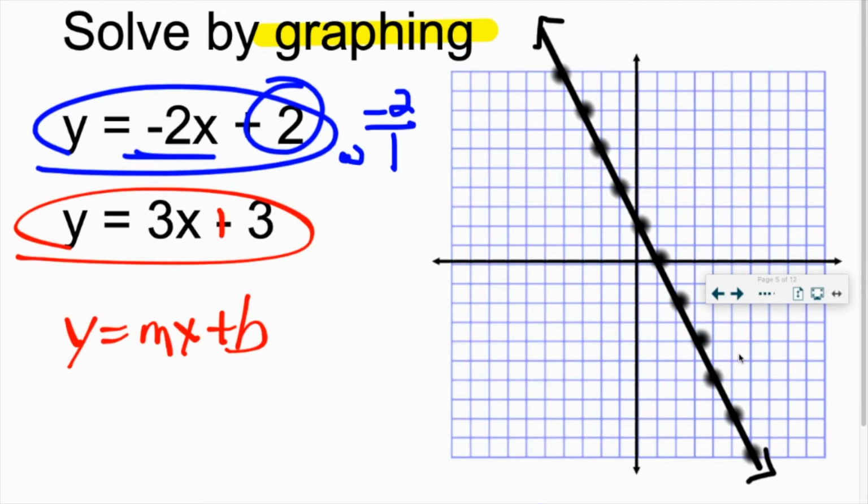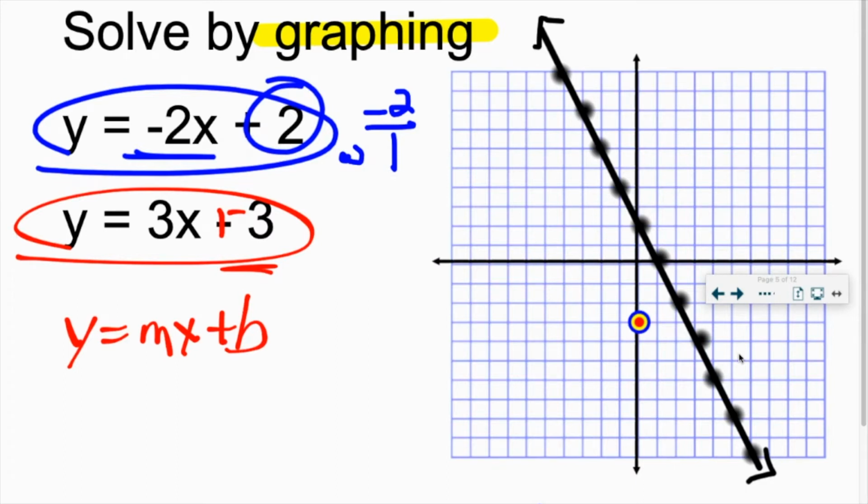Please make sure it's in y equals mx plus b, slope-intercept form. From there, you're going to start here with your y-intercept. Going to go to a negative 3, down 1, 2, 3. Put a dot there. Again, you can get more precise on that point, where it should be right there on the y-axis.